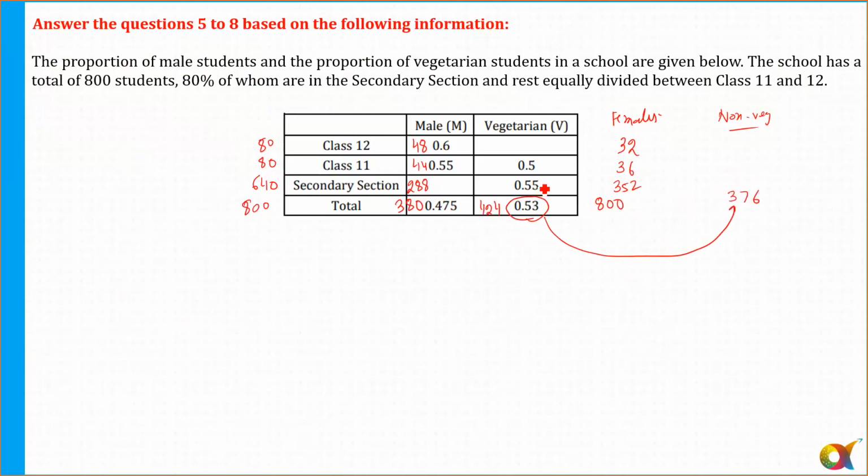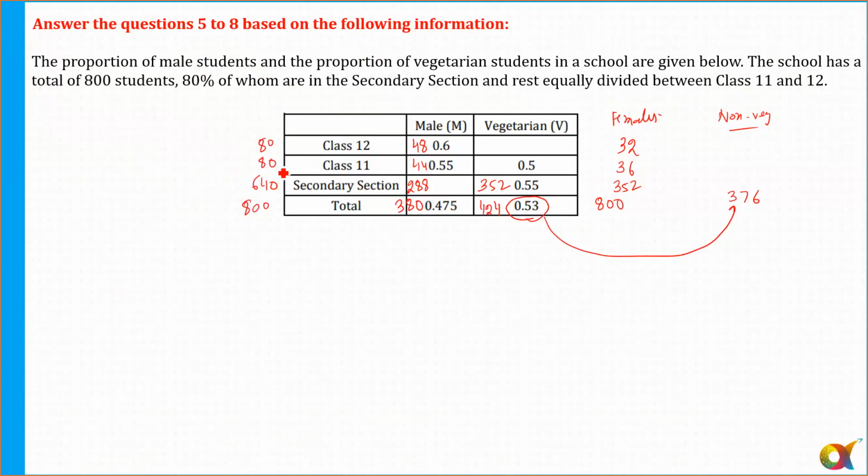In the secondary school, it is 0.55. So 640 times 0.55, meaning 55%. Okay, sorry, 55% of 640. I need to find out 55% of 640. So 50% is 320. So 5% is equal to 32. So 320 plus 32 is equal to 352. So all these calculations can be done orally without using pen and pencil.